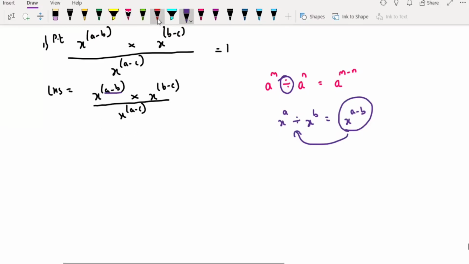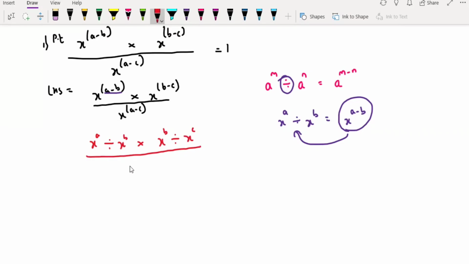So we can write it as x to the power of a divided by x to the power of b, since the powers have been subtracted, applying the division formula. I will do the same with the second exponent, x to the power of b minus c. I can separate it as x to the power of b divided by x to the power of c, because we are subtracting the powers. The whole divided by the same thing with the denominator, that is x to the power of a divided by x to the power of c.